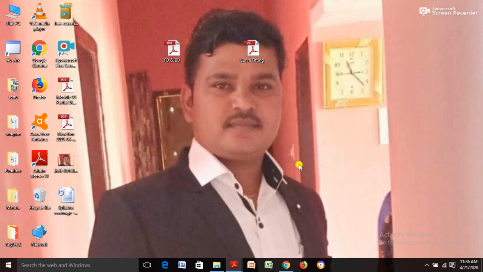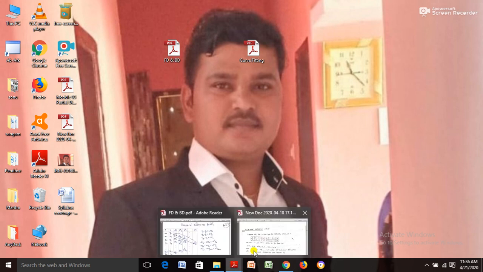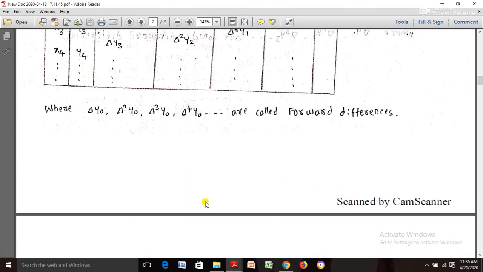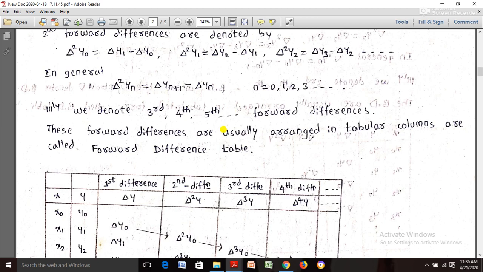Today I am going to teach you Newton's forward and backward interpolation formulae and examples. Okay, so first we have to see this is the numerical method.